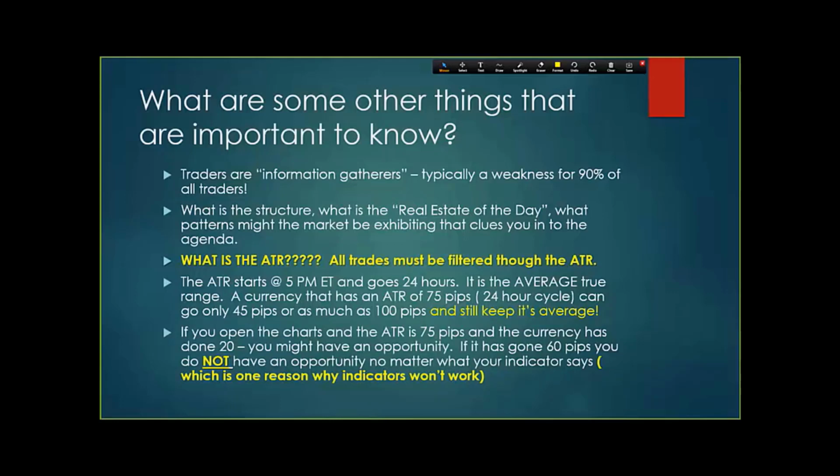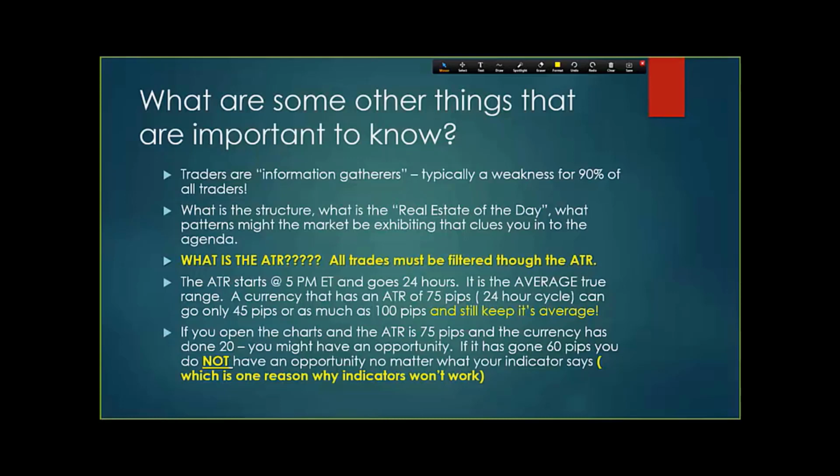But if it's gone 60 pips, you do not have an opportunity, no matter what your indicator says, which is one reason why indicators won't work, because they don't know the ATR. They give a signal right after the currency has finished 75 pips. Why did they give a signal? Because all indicators but the MACD are lagging. They never tell you what the currency is going to do. They only tell you what it has done.